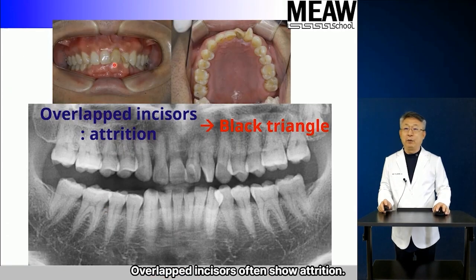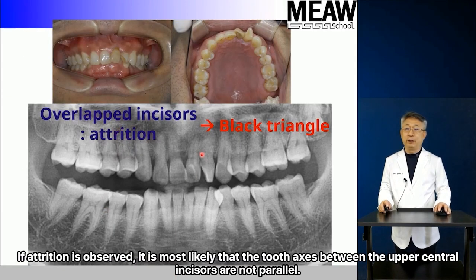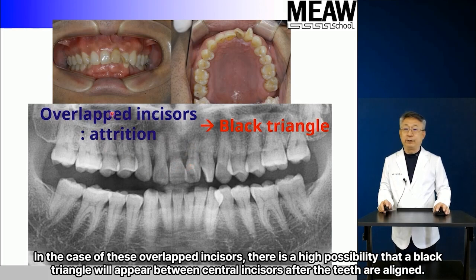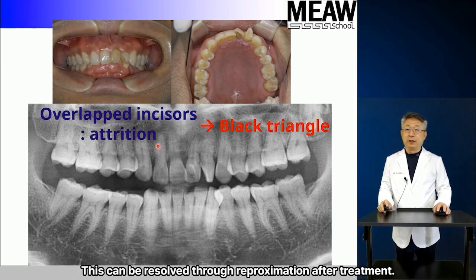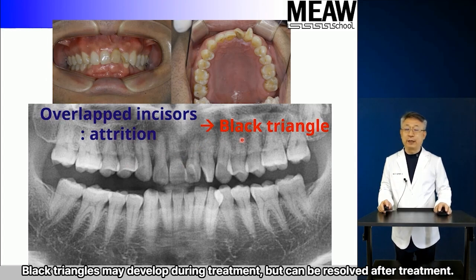Overlapped incisors often show attrition. If attrition is observed, it is most likely that the tooth axes between the upper central incisors are not parallel. In the case of these overlapped incisors, there is a high possibility that a black triangle will appear between central incisors after the teeth are aligned. This can be resolved through reproximation after treatment. Black triangles may develop during treatment, but can be resolved after treatment.